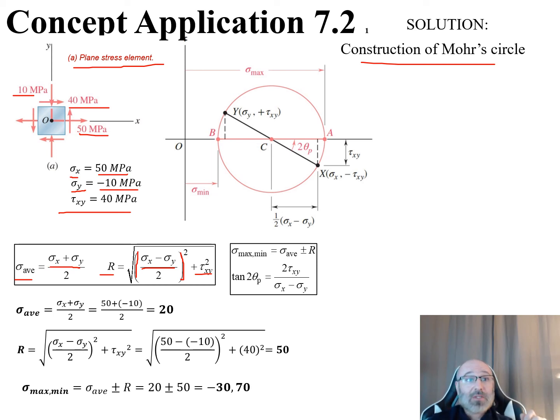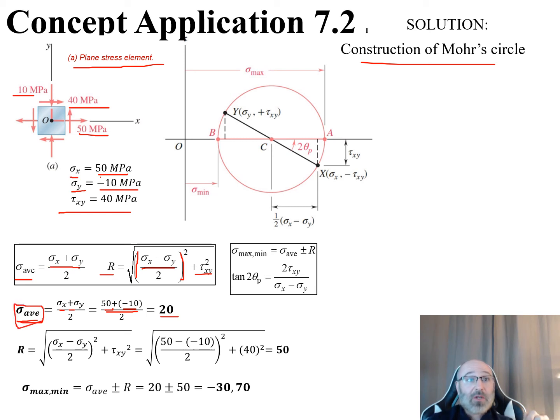So with that, we can say our sigma average, which is sigma x plus sigma y over 2, is equal to sigma x is 50, our sigma y is negative 10, pay attention to that, all over 2. So 50 minus 10 is 40, divided by 2 is 20. So now we have a value for our sigma average, which is 20.